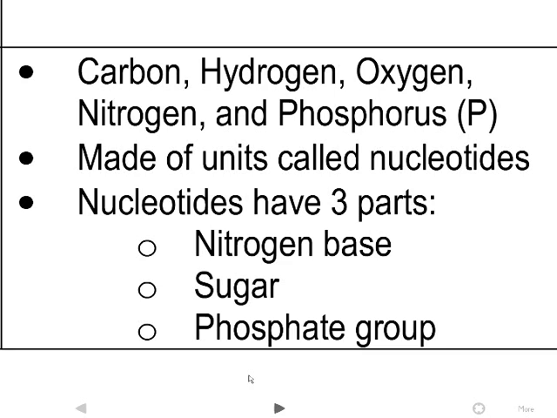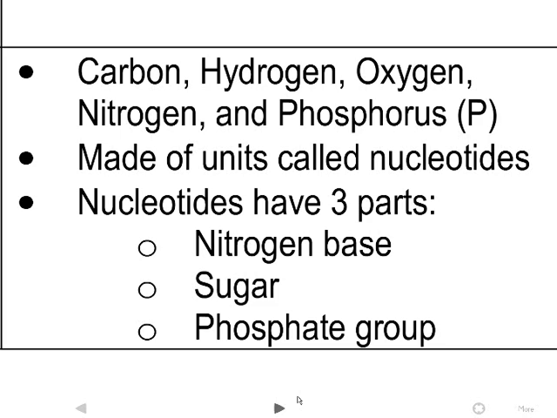Nitrogen bases are, there are 4 different kinds, and if you've learned anything about DNA, you'll recognize the letters that stand for the nitrogen bases. They are A for adenine, T for thymine, C for cytosine, and G for guanine. Those are your nitrogen bases in DNA, and if you haven't learned that yet, we'll learn about that later in the year. So your nitrogen bases can be one of those 4. The other 2 parts of the nucleotide are the sugar and the phosphate group.